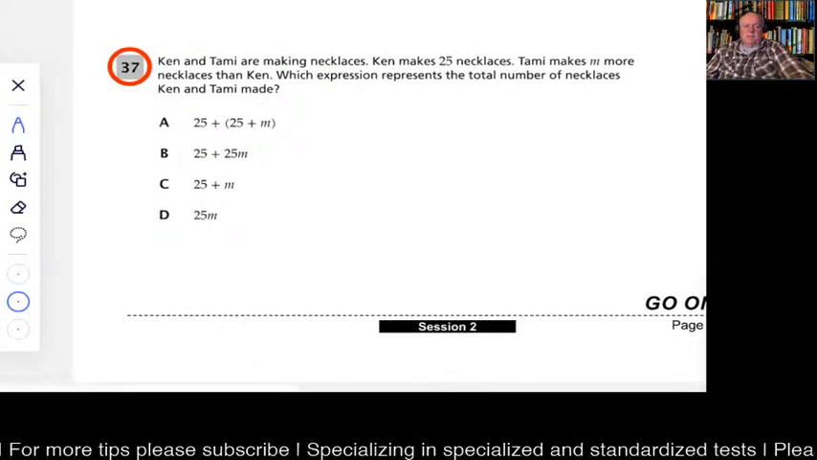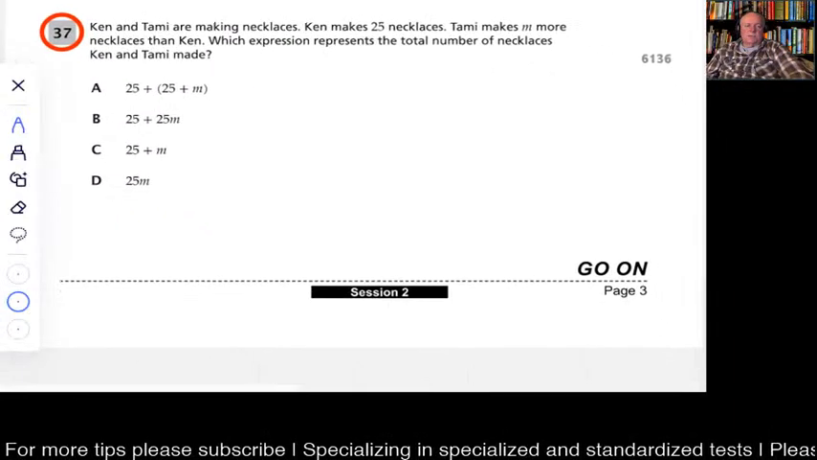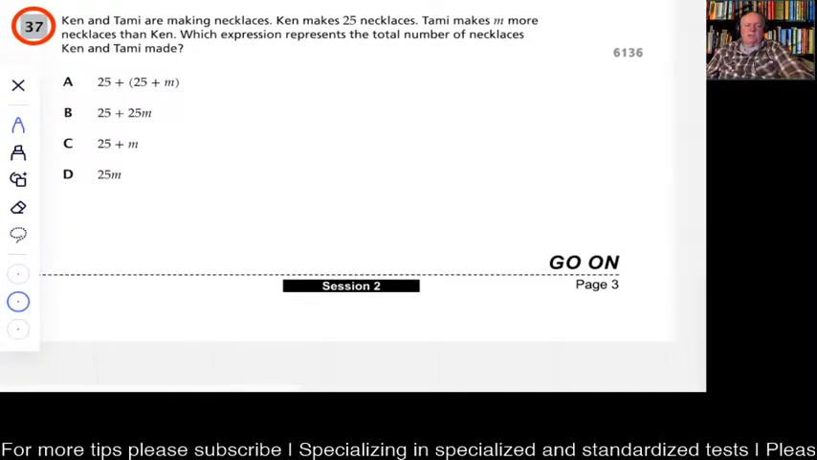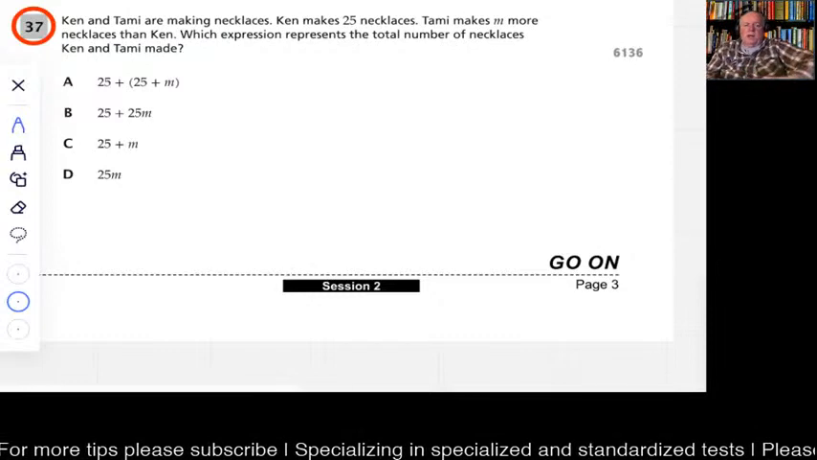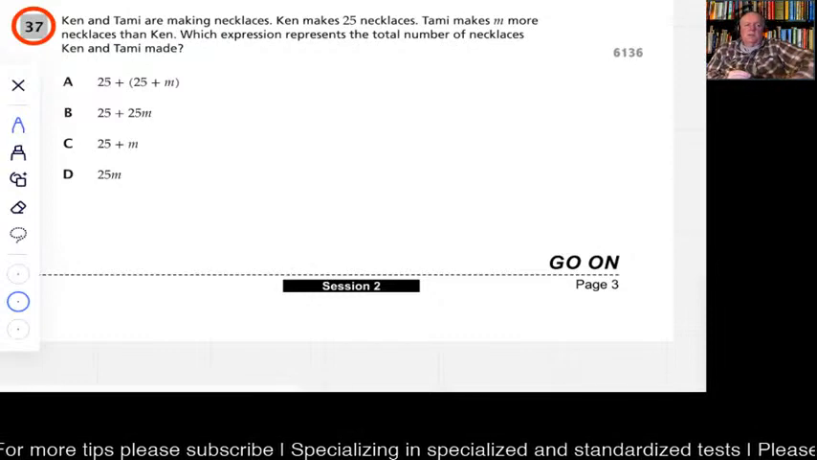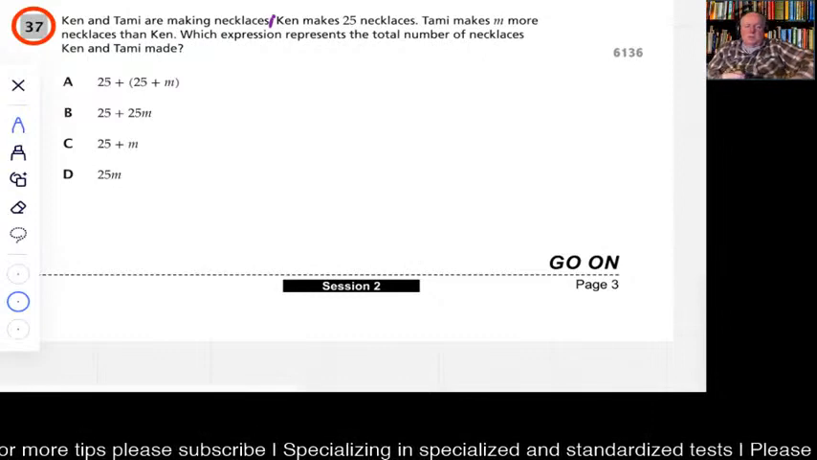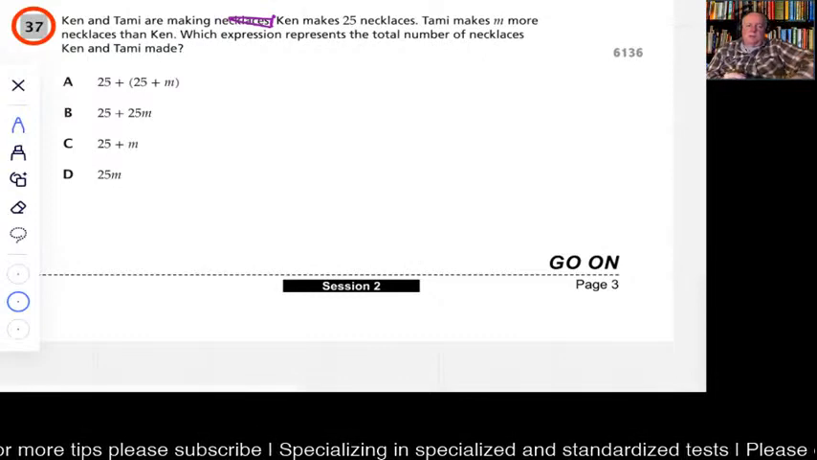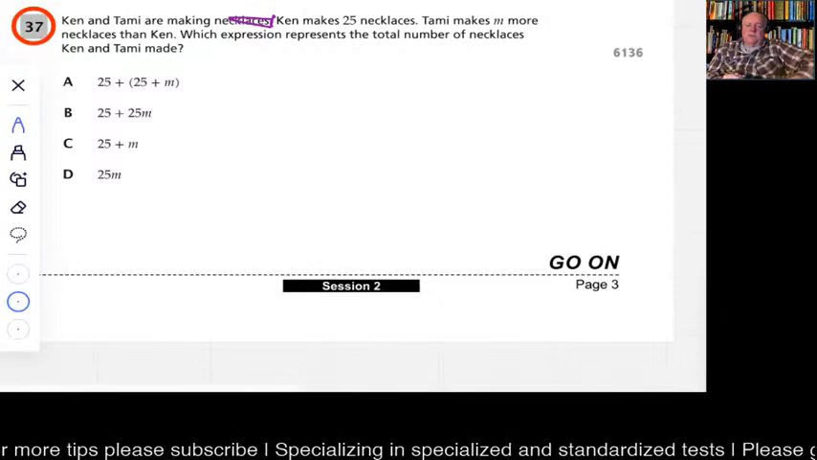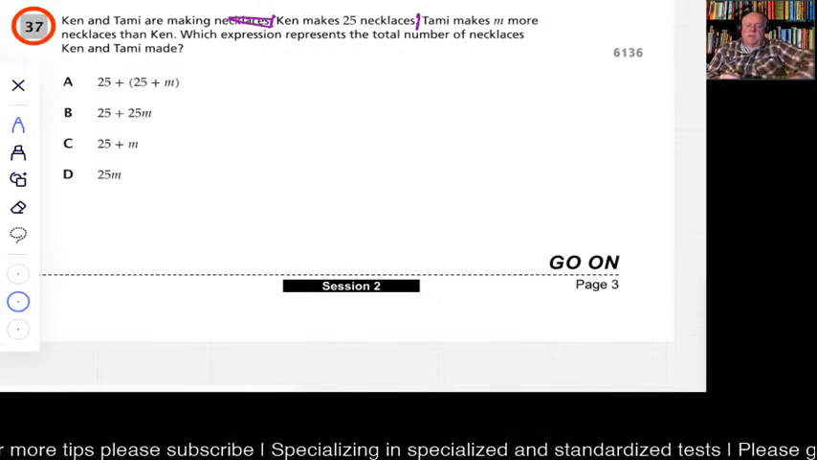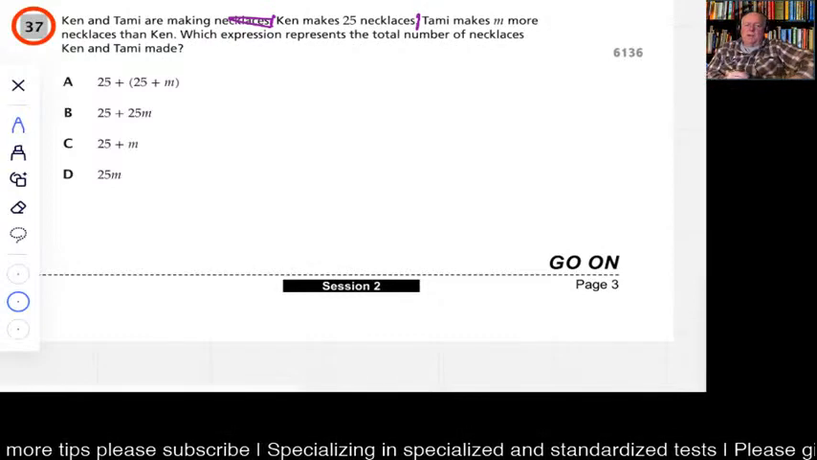And it's another one where we can see the choices as I shift this over. They're not asking us to compute something. So what are they asking us to do? Ken and Tammy are making necklaces. Awesome. Ken makes 25 necklaces. Super awesome. Tammy makes M more necklaces than Ken.